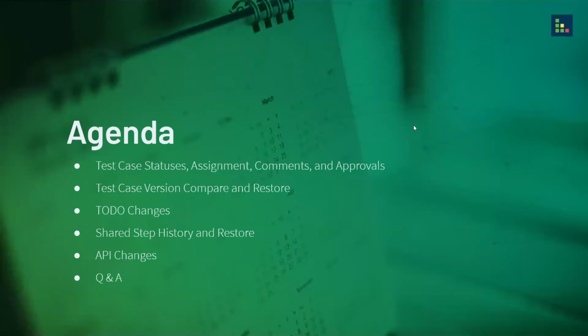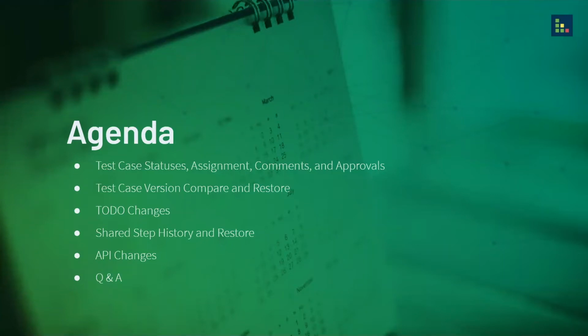So the agenda for today is to cover all of the features that are included in the 7.3 release. This release is an enterprise-focused release. So if you do not have TestRail Enterprise, most of these features will not apply to you. However, this will give you a preview and an insight into what is included in this release in case you are interested in upgrading to TestRail Enterprise.